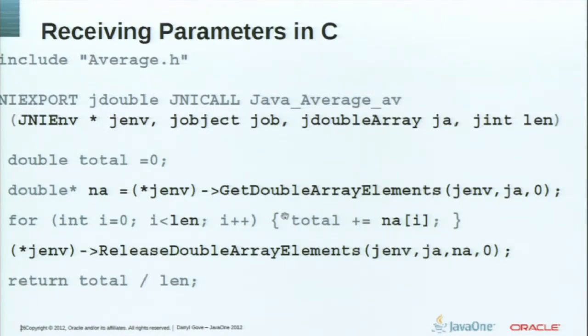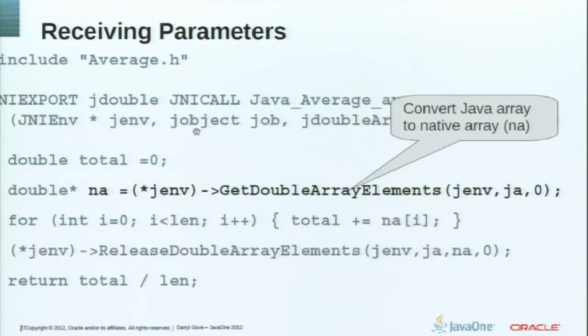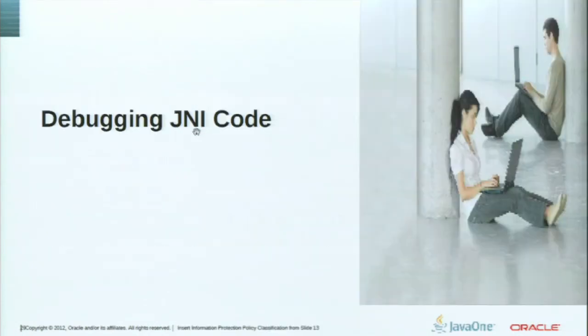So in the code in the middle here, I'm going to do some processing on the native array, and then I can return a floating point, and the environment correctly handles that and converts it into Java at the end. So, okay, that's pretty straightforward.